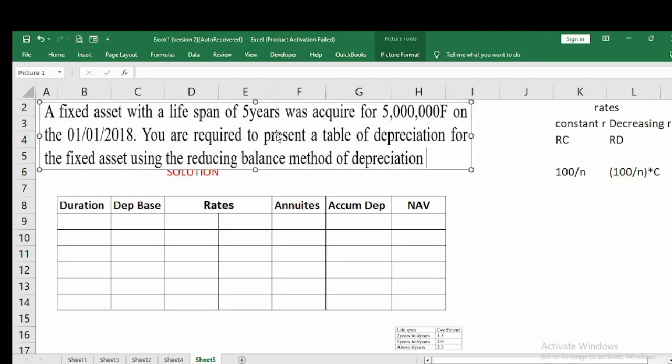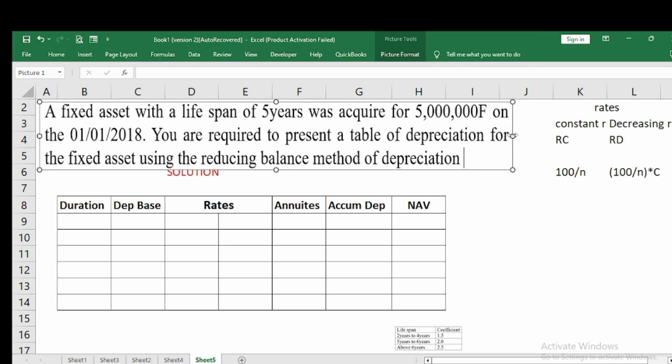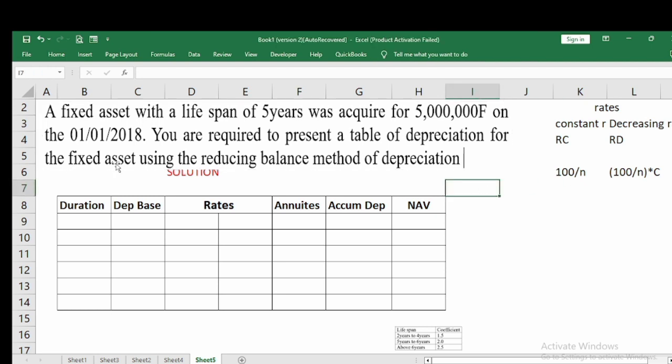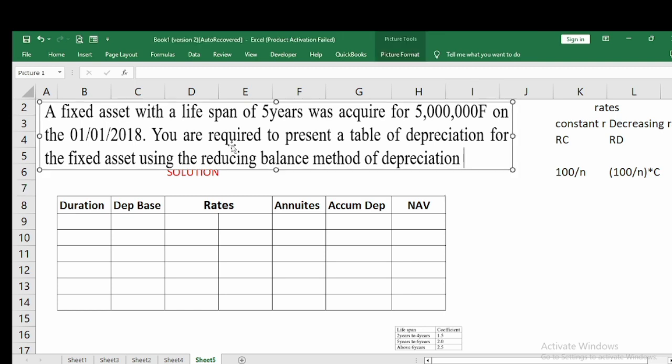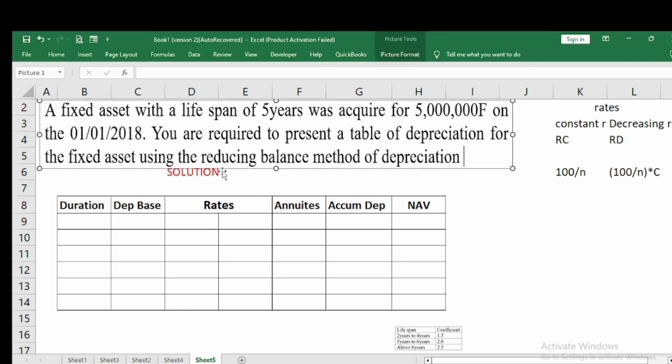So right in front of us here, we have a question which goes thus. They say a fixed asset with a lifespan of 5 years was acquired for 5 million francs on the 1st of January 2018. You are required to present a table of depreciation for the fixed asset using the reducing balance method. So, solution.